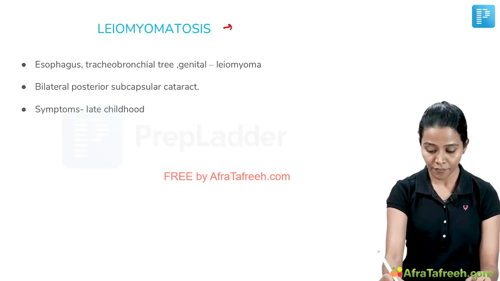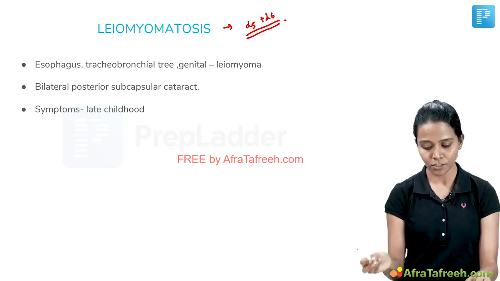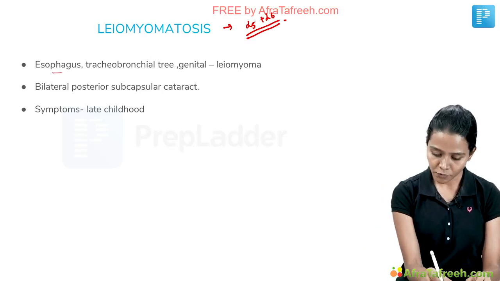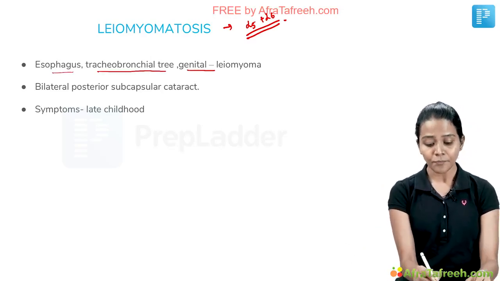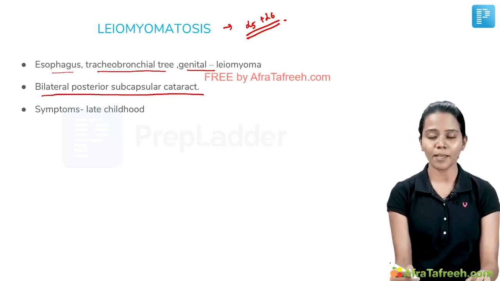We know that if alpha 5 and alpha 6 are combined together, then it causes Alport syndrome with leiomyomatosis. So that means leiomyomas are going to be seen in the esophagus, in the tracheobronchial tree, and also in the genital area. Patients can generally also have bilateral posterior subcapsular cataract.